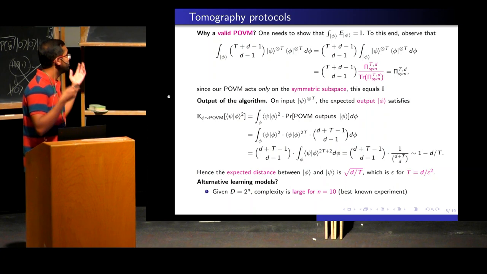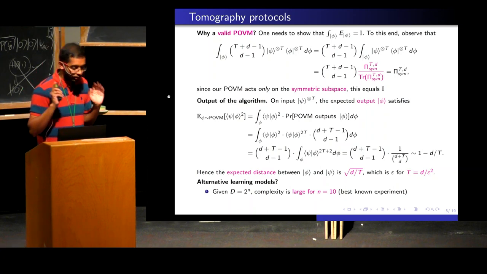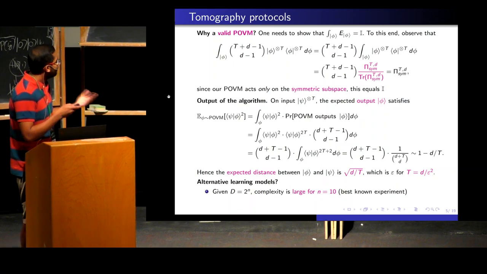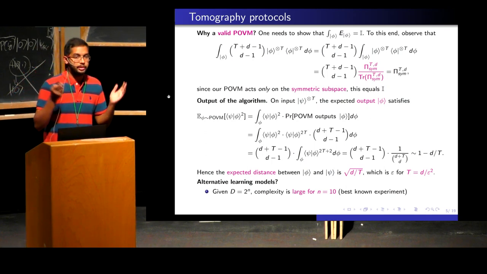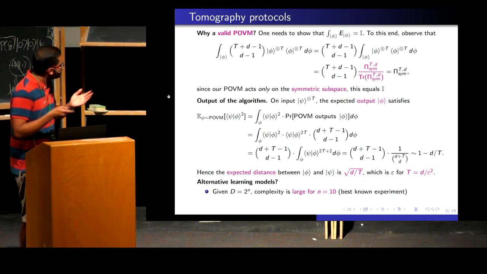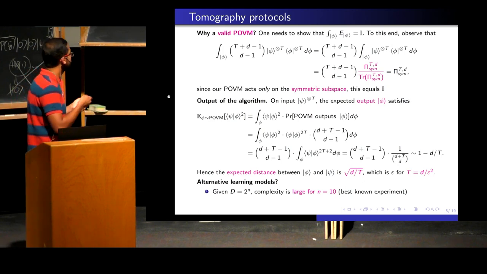Like, that's the best known experiment on tomography that we're able to do. And that's not maybe surprising, because 2 to the 10 is already huge, and this is already surprising, the fact that you can do tomography on like 10 qubits, because the sample complexity should scale as 2 to the 10. That seems big, but there have been experimental works doing this.